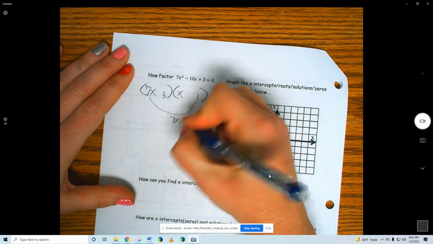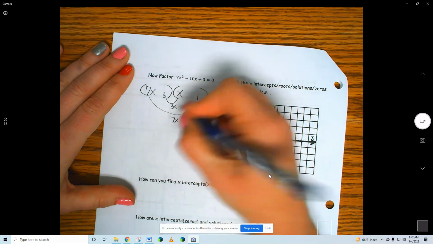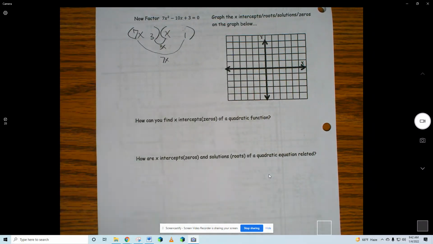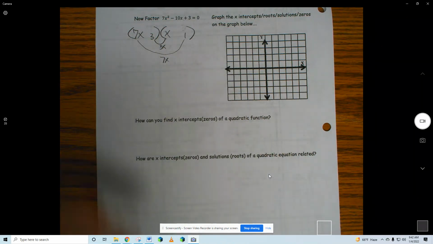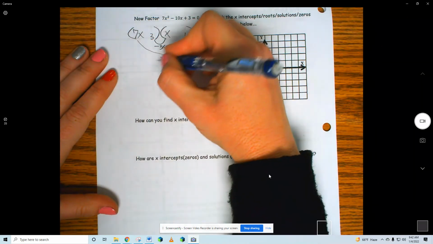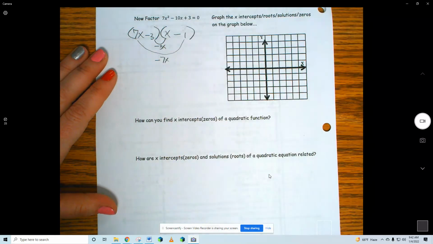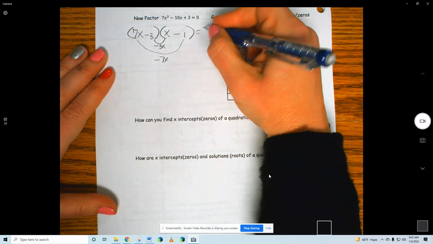7x and 3x. That could make negative 10. What should the signs be if I want it to be negative 10? Both negatives. Yeah, that would make negative 10. So you put the negatives inside. Equals 0.